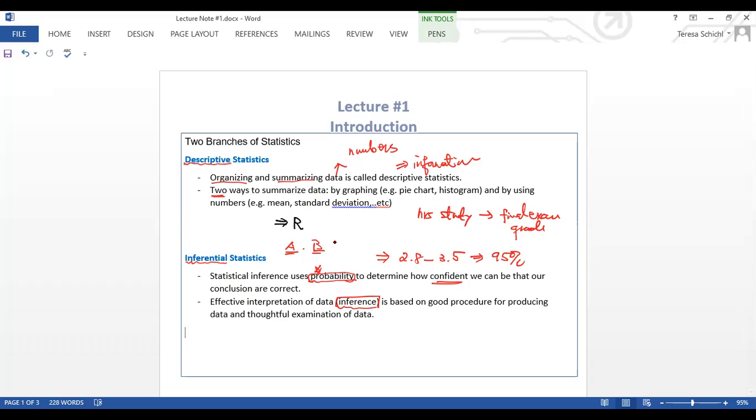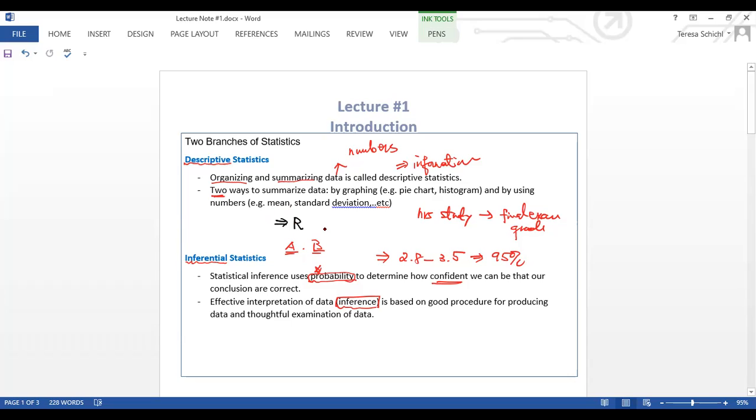So these are the two branches of statistics. We divide it into descriptive and inferential. The descriptive part, in this course, is going to be part of our lab work. We're going to take a look.